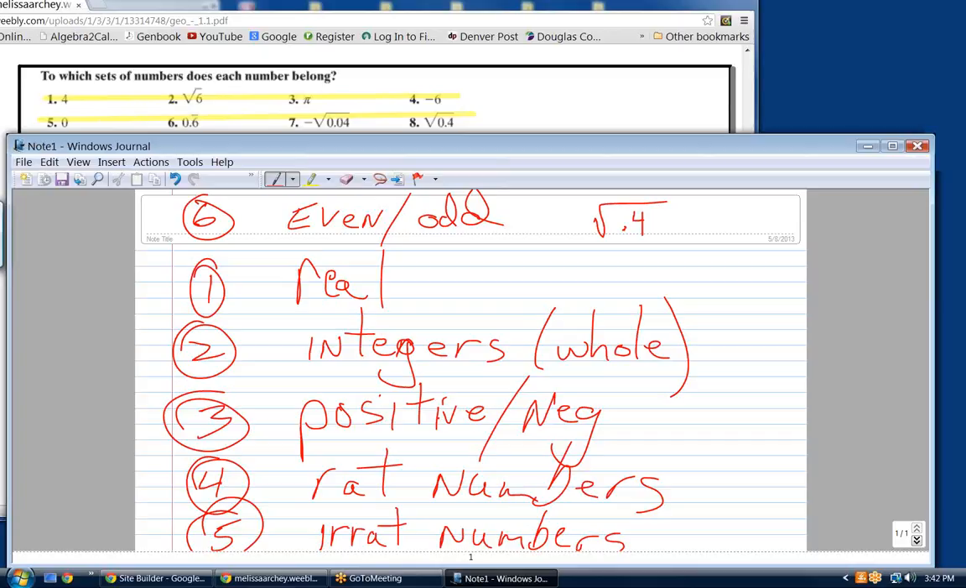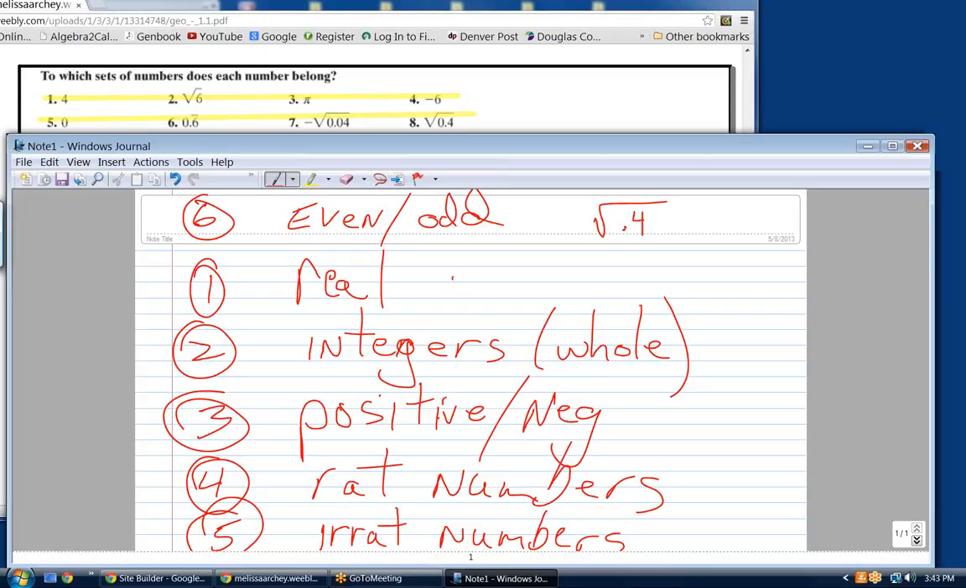So it's a real number. It's not even or odd. It's not an integer. It's positive. Just like the last one was negative because of this negative sign there, this is positive. No matter what that square root is, it's going to be positive. Okay? So it's positive and it is not a rational number? It is an irrational number.